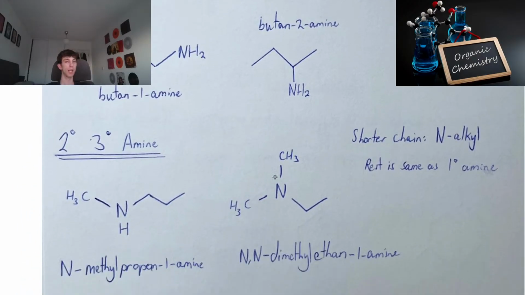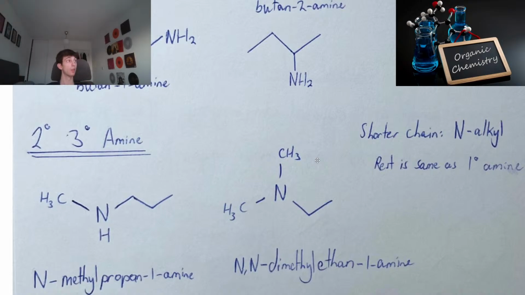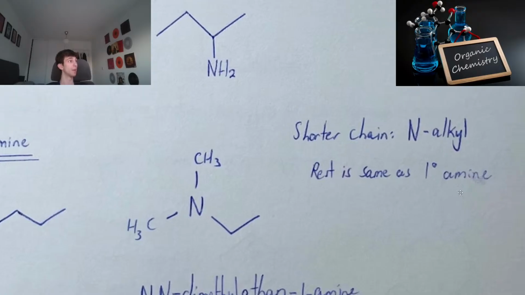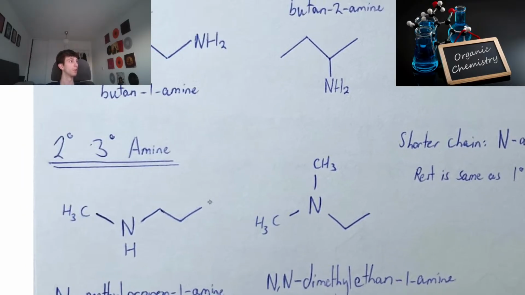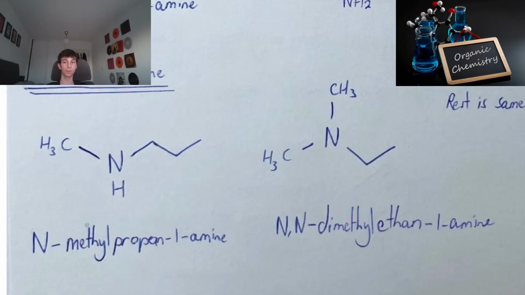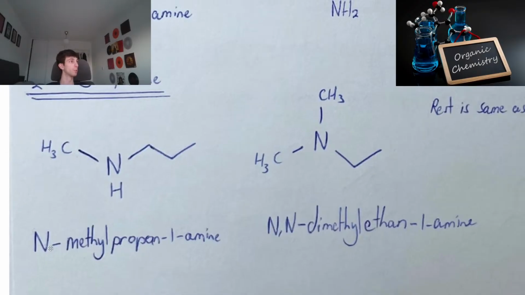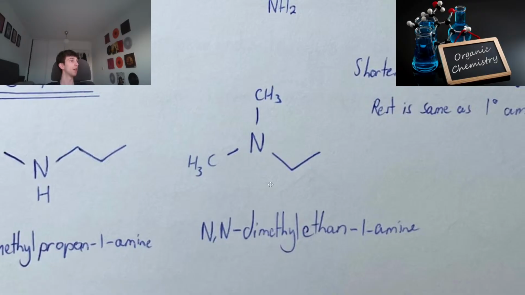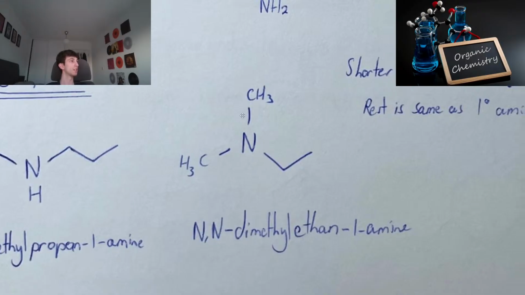Looking at secondary and tertiary amines, same idea as before, guys. The shorter chain would be N-alkyl. The rest will just be the same as that primary amine naming that we just did. So looking here, this nitrogen is bonded to 2 carbons, so it's going to be a secondary amine. The shorter chain will be just the CH3, so we have N-methyl: the CH3 coming off this nitrogen as the shorter carbon chain. Then what do we have here? 1, 2, 3, and 1 because it's on that first carbon, propan-1-amine. Nothing scary.